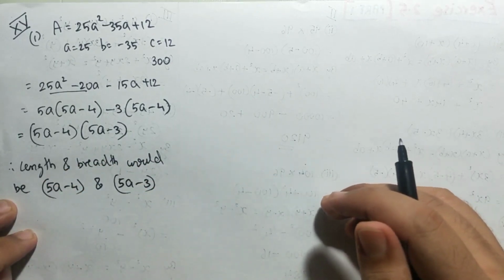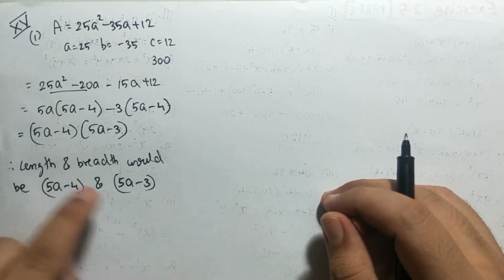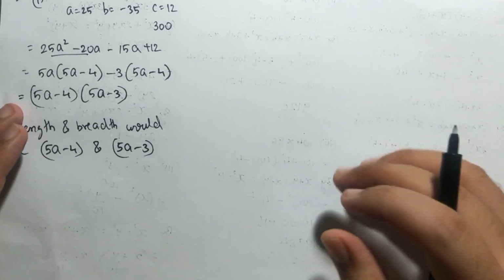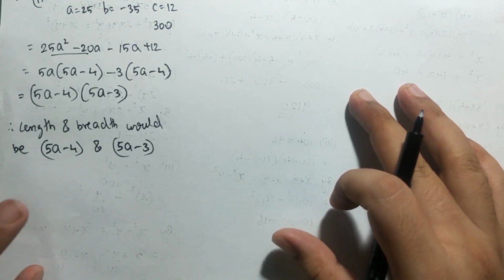Don't write respectively, because that will give a clear intention that length is this, breadth is this. Any one could be length, any one could be breadth. We don't have to find the exact answer. The second sum is also middle term splitting, but I will not be doing that.